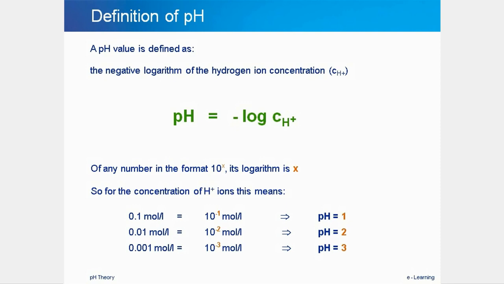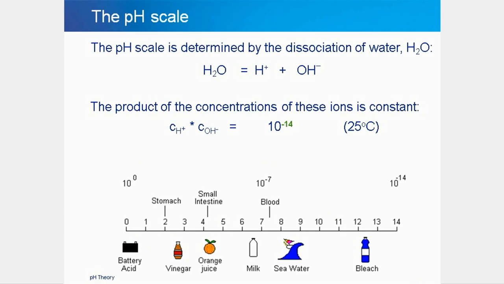For the whole range of pH values from 0 to 14, the concentration of hydrogen ions therefore varies from 1 mole per liter to 10 to the power minus 14 moles per liter. Why do we have this range of numbers from 0 to 14 for the pH value? This is because of a certain physical property of water.